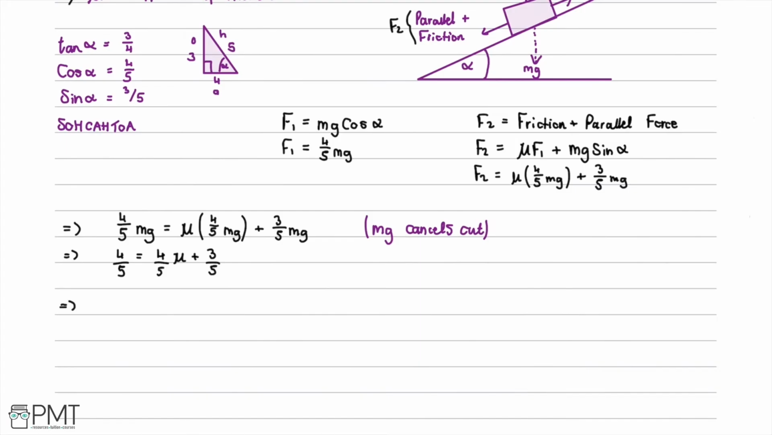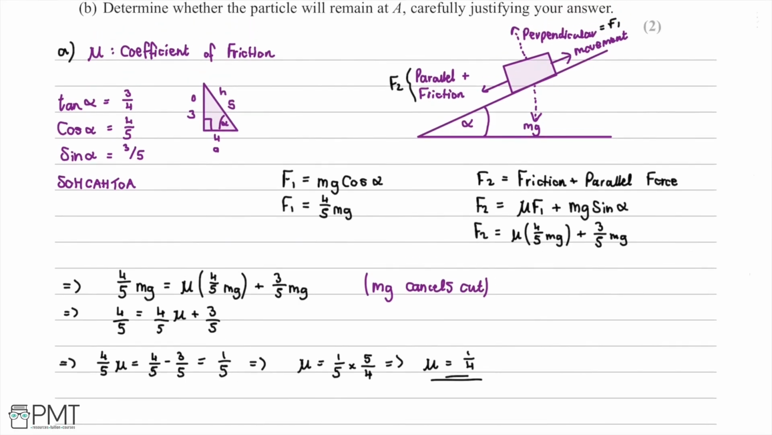And then therefore we can rearrange this for mu. So we'll have that 4 over 5 mu is going to be equal to 4 over 5 minus 3 over 5, which is going to be then equal to 1 over 5. And then therefore mu is going to be equal to 1 over 5 multiplied by 5 over 4. Then this comes out, we see our 5's cancelled, which means that mu is going to be equal to 1 over 4. So therefore we've worked out mu, the coefficient of friction.